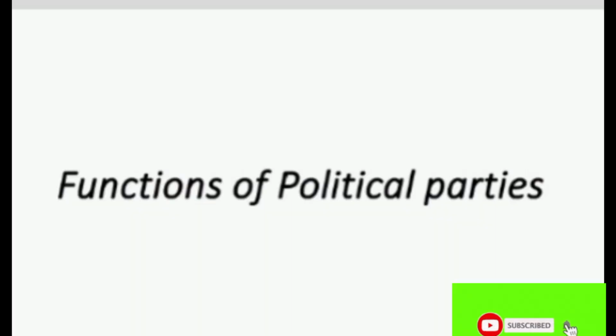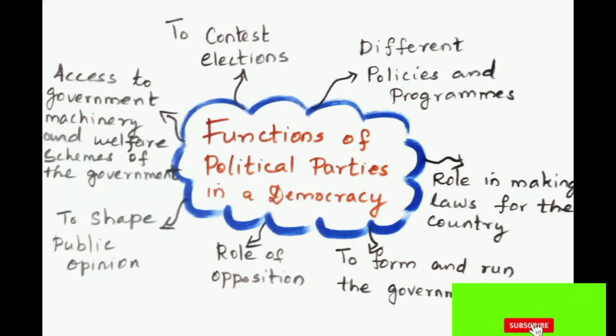The next important concept of this chapter is the functions of political parties. Let's see them one by one. The first function is to contest elections. In most democracies, elections are fought mainly among the political parties through the candidates put up by them. They put up candidates for the election and try to get them elected.